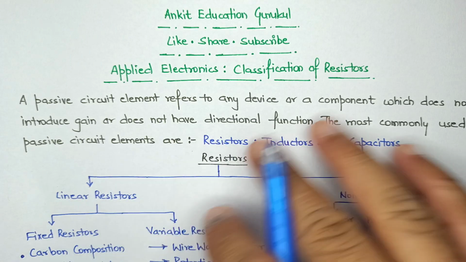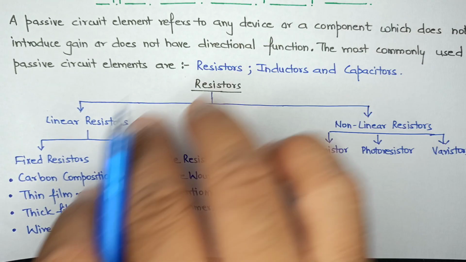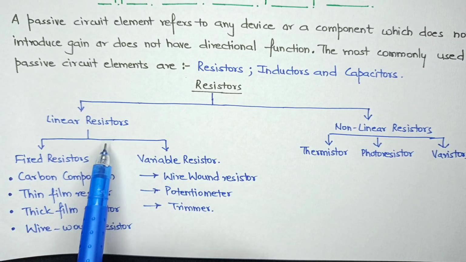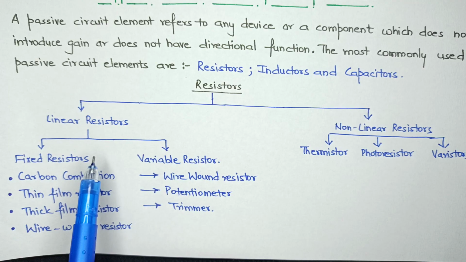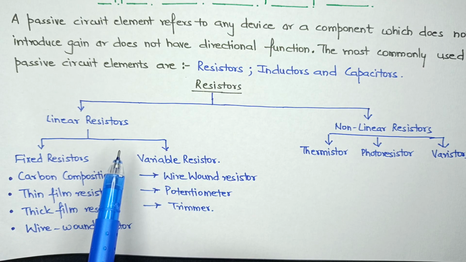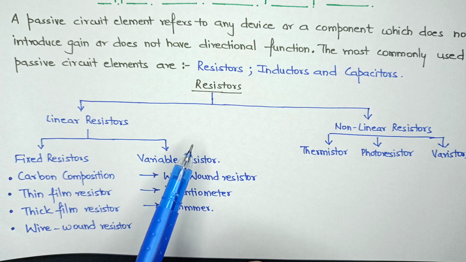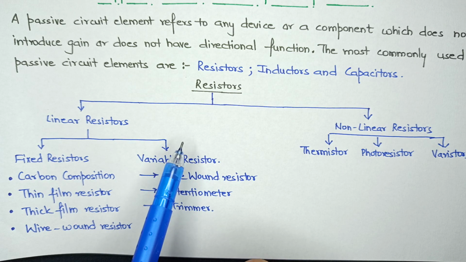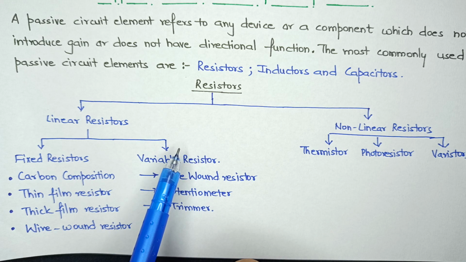As far as the linear resistors are concerned, the resistors through which the current is directly proportional to the applied voltage are called linear resistors, and such resistors have a property that their resistance values do not change with the variation in the applied voltage, temperature or the light intensity. The linear resistors are of two types, that is the fixed resistors and the variable resistors.